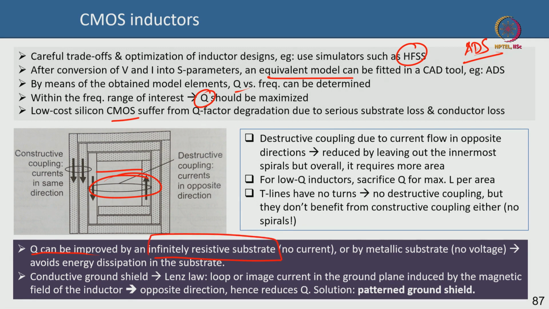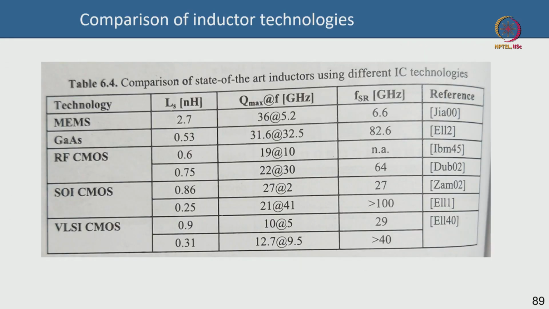If you have an infinitely resistive substrate, then no current can flow, or you have a completely metallic substrate where no voltage can drop. In a metallic substrate you cannot have any voltage drop. In that case also Q factor can improve, but a metallic substrate will lead to eddy current and capacitive couplings will increase. So if you bring it too close, those things also need to be taken care of. Okay, and I already talked about the pattern shield, so I will not talk about that.